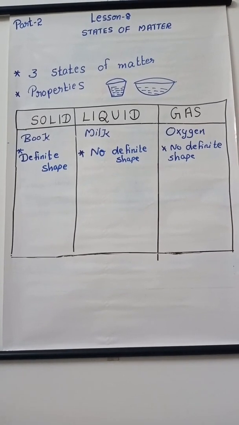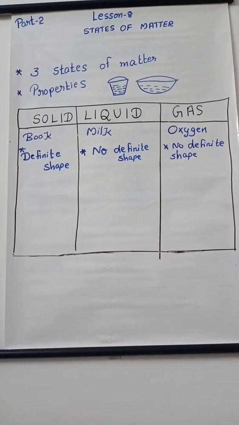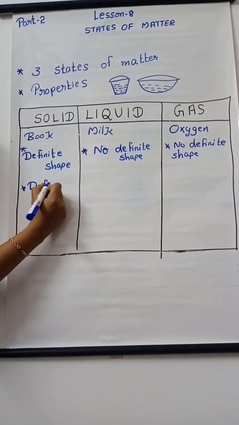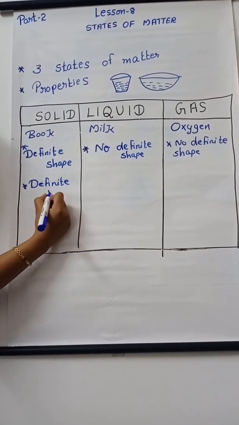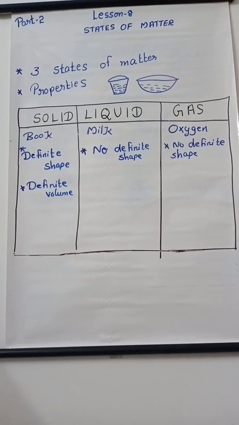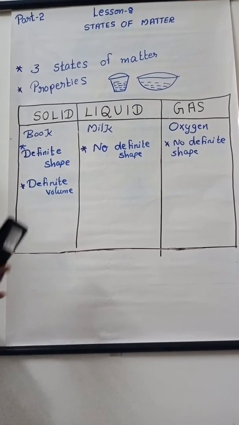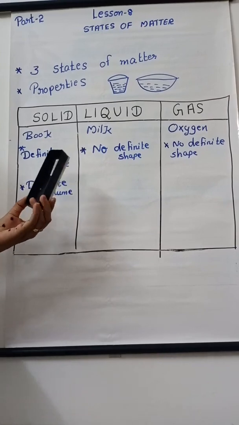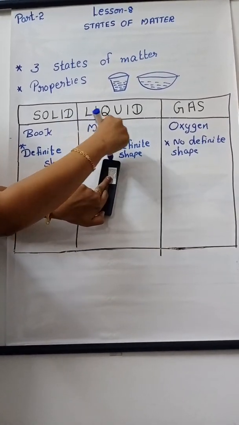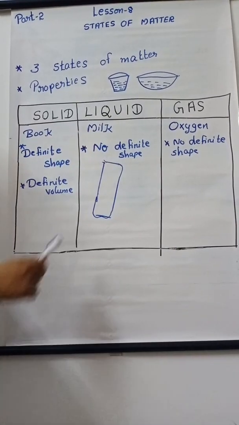The next property that we are going to discuss is about volume. Solids have a definite volume. Volume means the space occupied by the object. Here, you can see the duster. If you want to keep this duster here, it is occupying this much space. Wherever we are keeping this duster, it needs this much space.